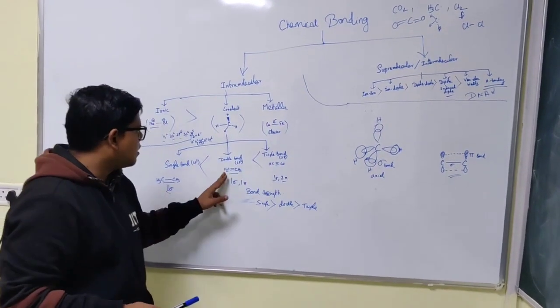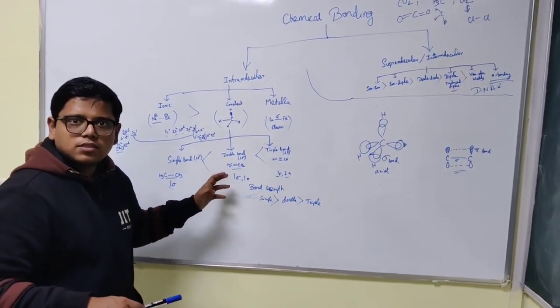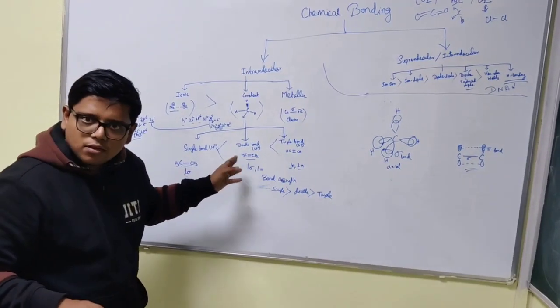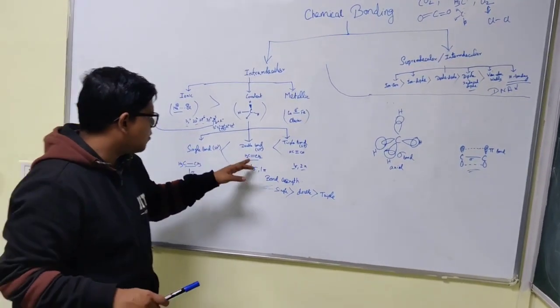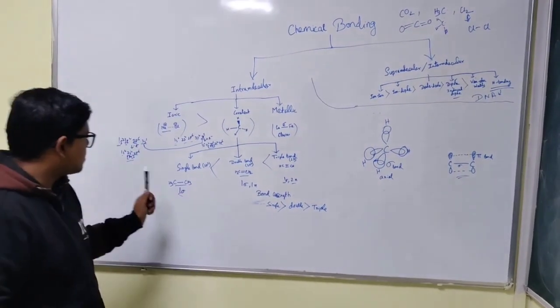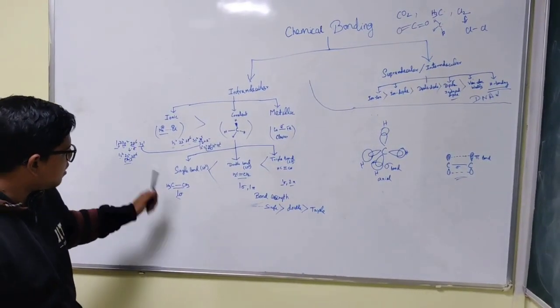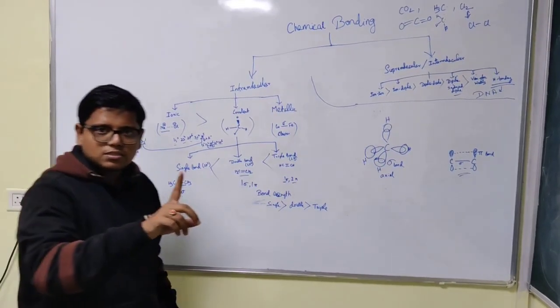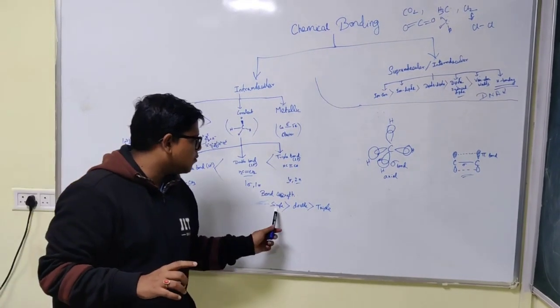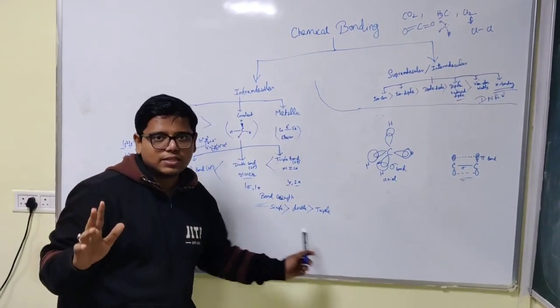And in a double bond also, since it is less than a triple bond and more than a single bond, the double bond has moderate bond length. But a single bond is only formed by one sigma bond, and therefore the bond length of a single bond is the highest among the three.